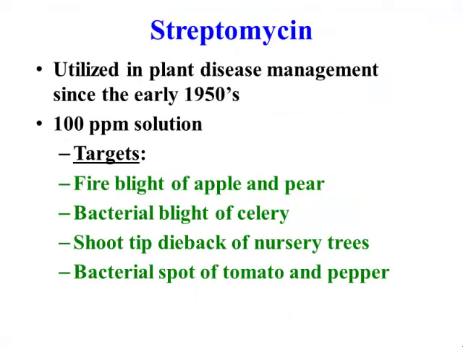Now, streptomycin has been used commercially since the 1950s. What I want to stress in plant agriculture is it's only used on a limited number of diseases, only a limited number of plant hosts. So the main host for streptomycin use is apple and pear, and against a disease called fire blight, which I'll talk about later. Streptomycin is also used on celery. It can be used in nursery tree production to prevent a bacterial disease that kills shoots of trees, and then against bacterial spot of tomato and pepper. So the reality is there's a limited number of diseases that strep is targeted for, and the main one being a disease of apple and pear. It's usually used in a 100 parts per million solution.